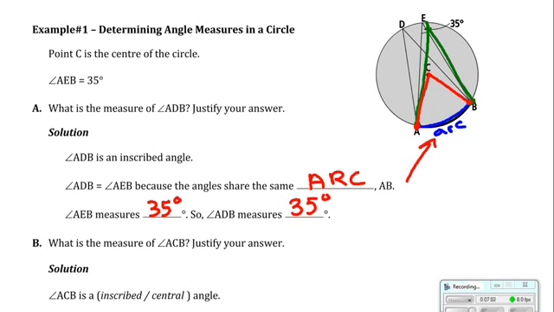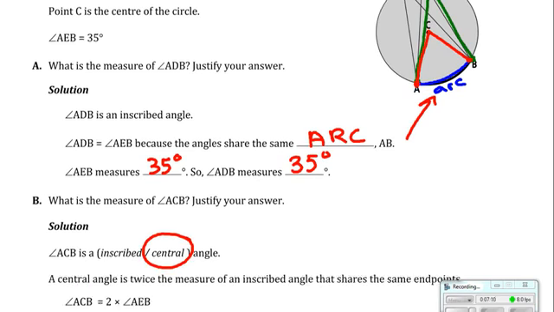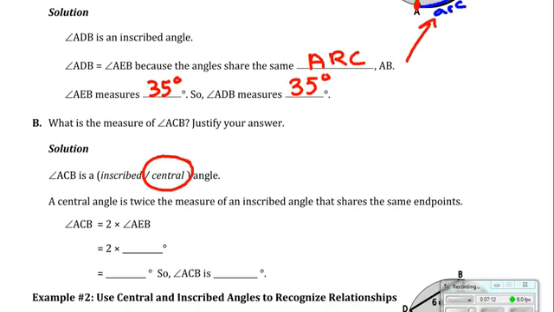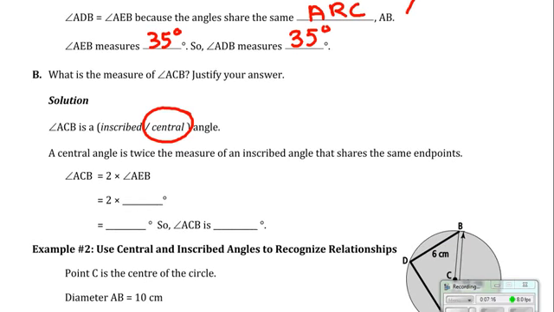And because ACB is a central angle, it's going to be twice the inscribed angle that has the same endpoints. So AEB we said is 35 degrees, and so the central angle is going to be 2 times that, so 70 degrees. So the central angle ACB is 70 degrees. Okay, that wasn't so bad, was it? I hope.